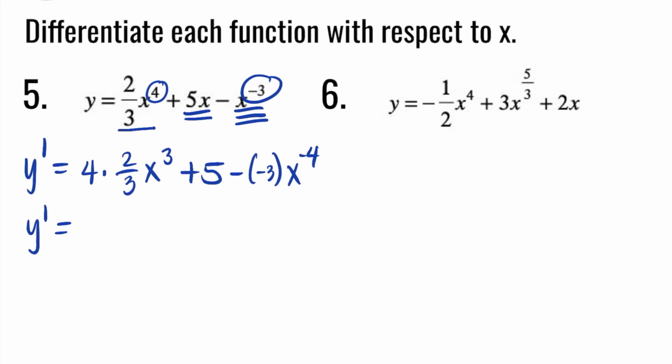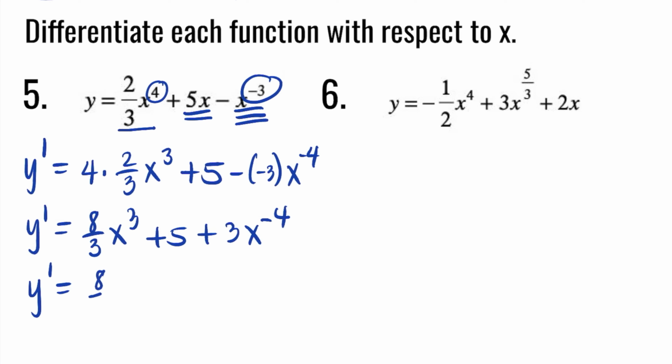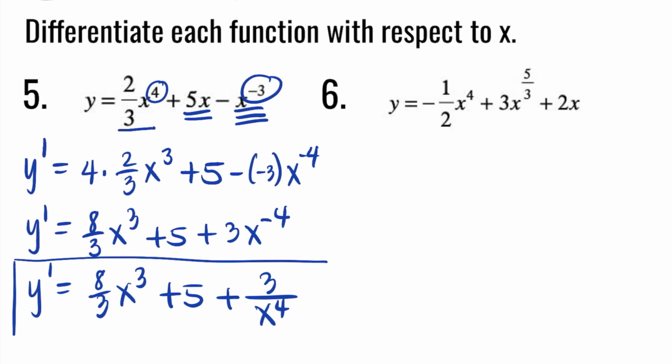Simplifying this, we will have 4 times 2/3 is 8/3 x cubed plus 5 plus 3x to the power of negative 4. Using the negative exponent rule, we will have 8/3 x cubed plus 5 plus 3 over x to the 4th. So this is the answer for number 5.